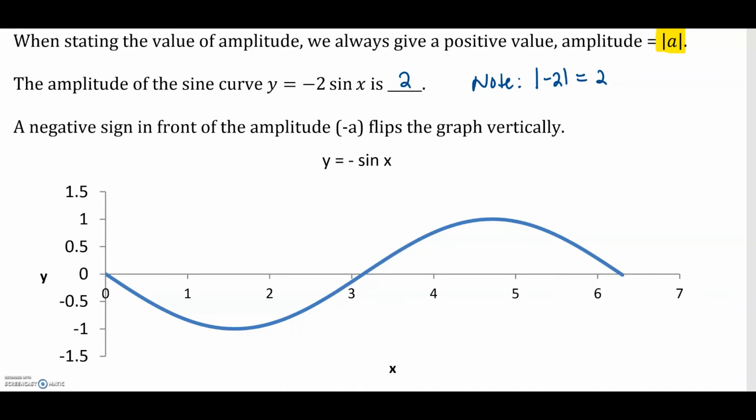When we have a negative value for a, what it does is flip the graph vertically. For example, if y is equal to negative sine x, that means that our amplitude is just positive 1, so it's the absolute value of negative 1.